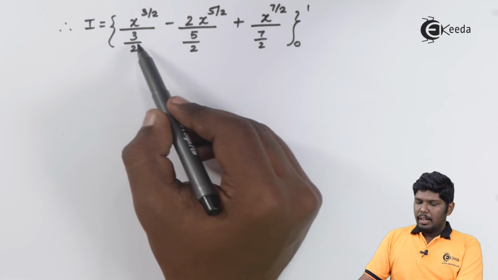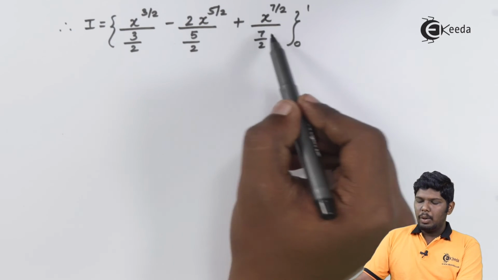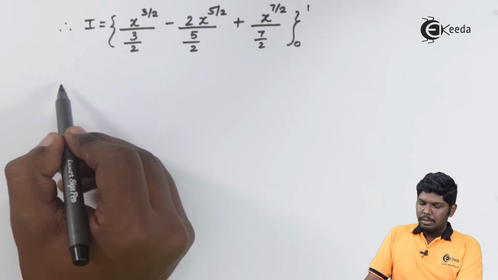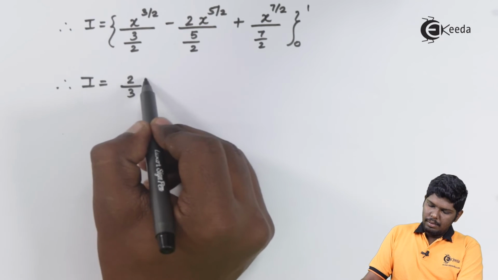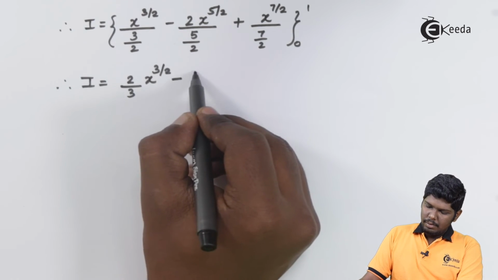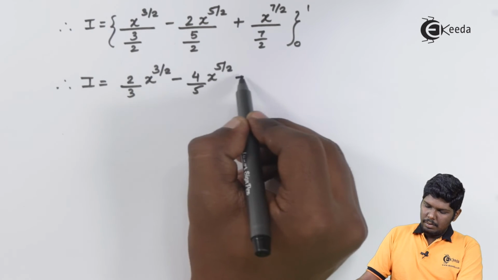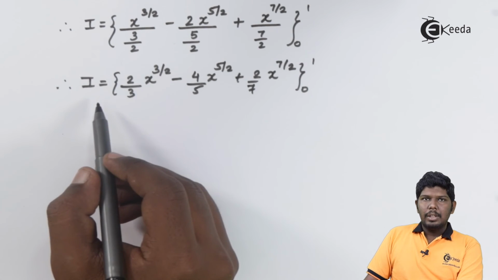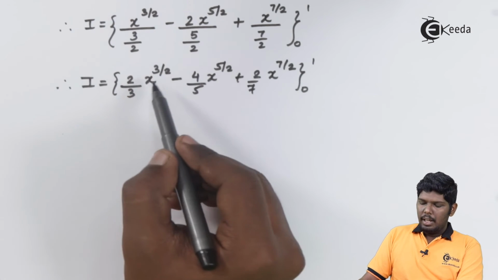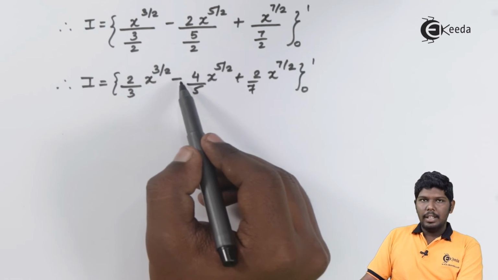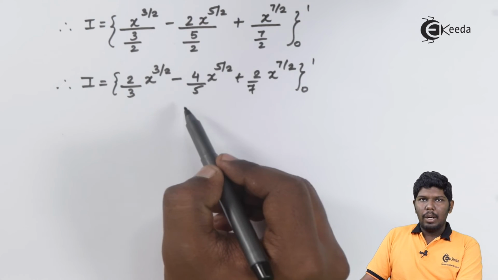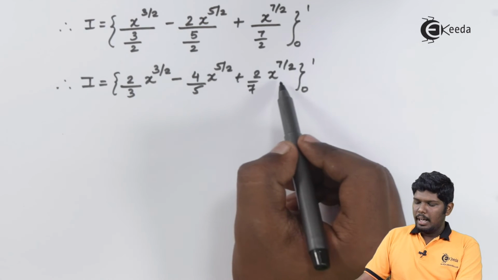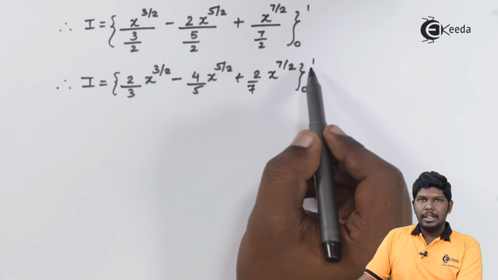As you can see, the reciprocal of 3 by 2, 5 by 2 and 7 by 2 will be multiplied with the numerator. Therefore, this will give you 2 upon 3 x raised to 3 by 2 minus 2 into 2 will give you 4 upon 5 x raised to 5 by 2 plus 2 upon 7 x raised to 7 by 2 within limit 0 to 1.